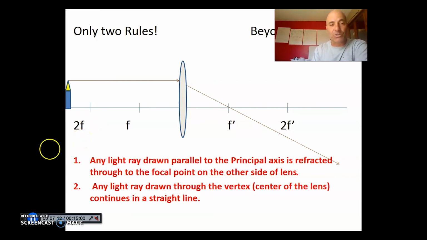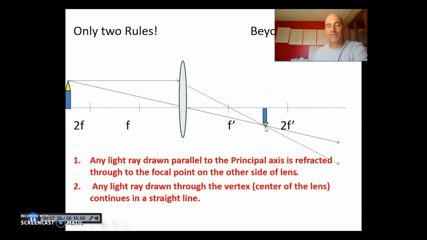Then the second rule: any light ray drawn through the vertex, the center of the lens, continues in a straight line. So check this out. It just goes right from the point, right through the vertex. And then look at that. It crosses right over here. There's my pointer. It crosses right there. So that's where our real image formation will occur. And there you have it. So it's inverted and it's smaller. Okay, a real, inverted, smaller image.